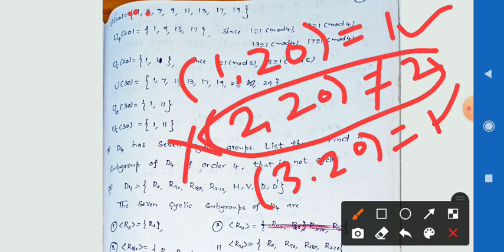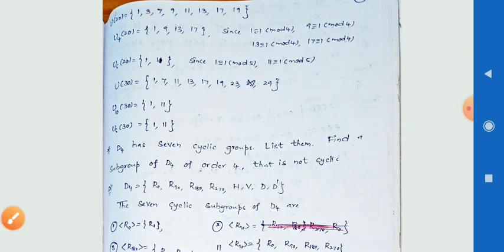Therefore the element 2 is not included in that. Okay, U4(20). Here U4(20) means the elements 1, 9, 13, 17. Since 1 is congruent to 1 mod 4, 9 is congruent to 1 mod 4, 13 is congruent to 1 mod 4, and 17 is congruent to 1 mod 4.